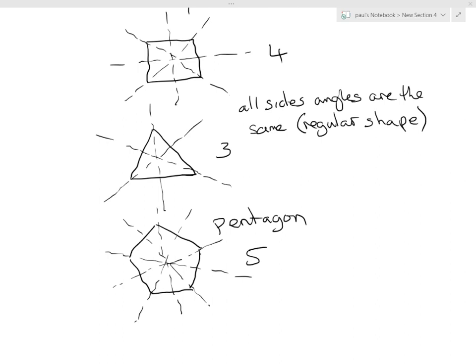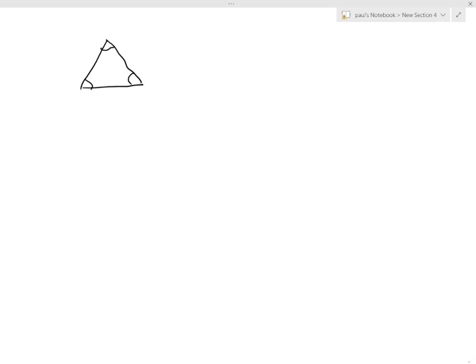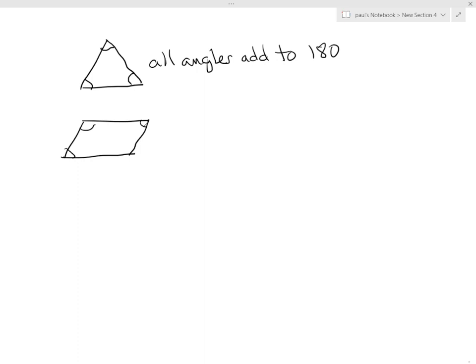Now, the thing about these two sets of shapes we've covered so far is that in the triangular shapes, no matter what kind of triangle it is, all angles add to 180. And in the four-sided shapes, no matter what kind of four-sided shape they are, all angles add to 360.